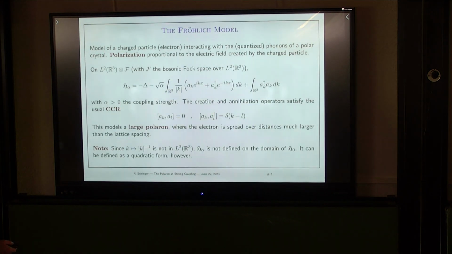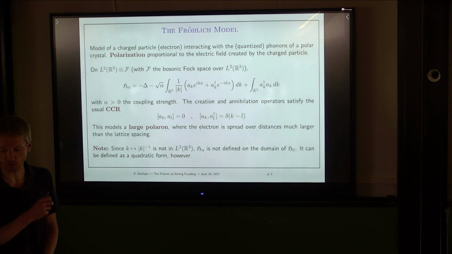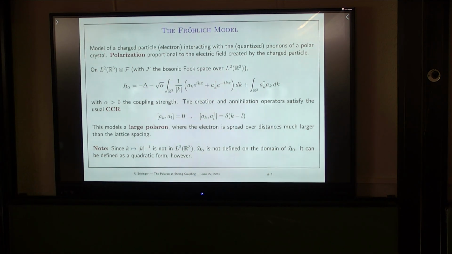And the model describing this is known as the Fröhlich model. This goes back to the very early days of quantum mechanics, really. I think it was first written down in the 1930s. So let me just quickly walk you through this. There are two components, as I said, right? There's an electron and there's a field. So the Hilbert space is the usual L2 for the electron, and it's a Fock space over L2 for the phonon. So this is going to be a quantum field.